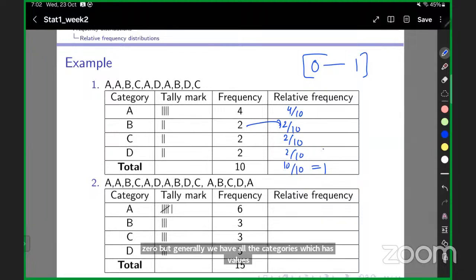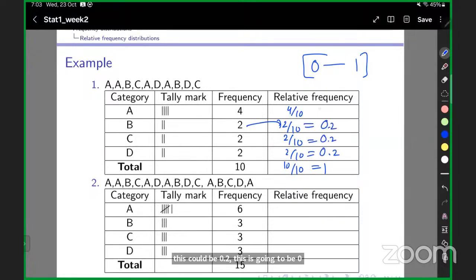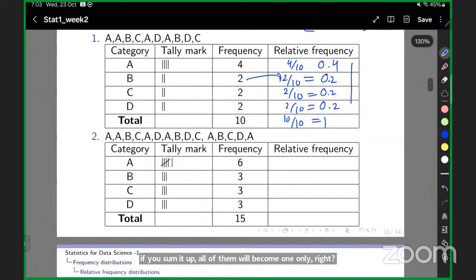So this is going to be 0.2, this is also 0.2, this is also 0.2, and this is 0.4, right? If you sum them all up, they will become 1 only. And that's what the relative frequency is. You will have the sum total as 1 now.